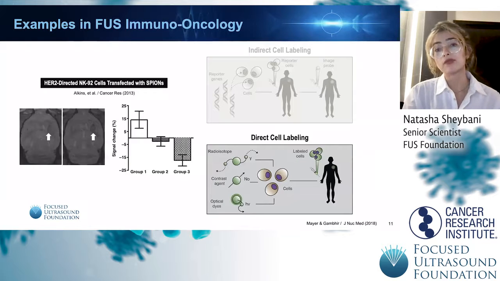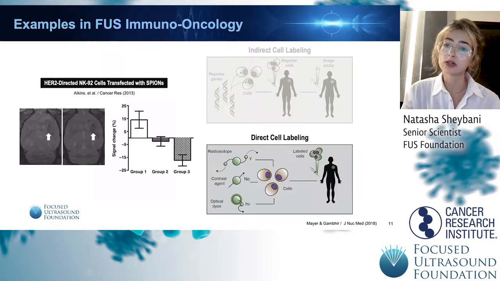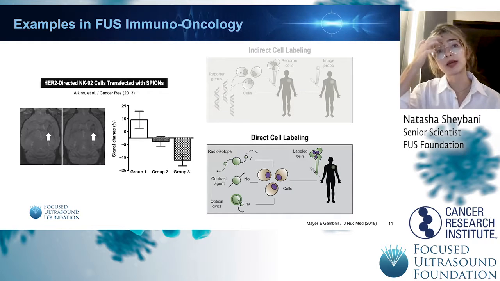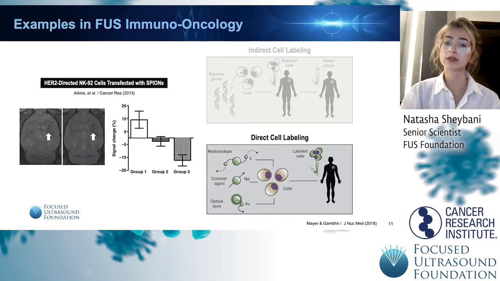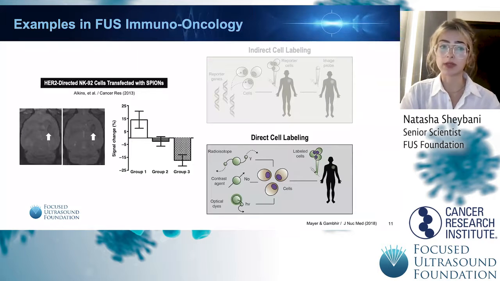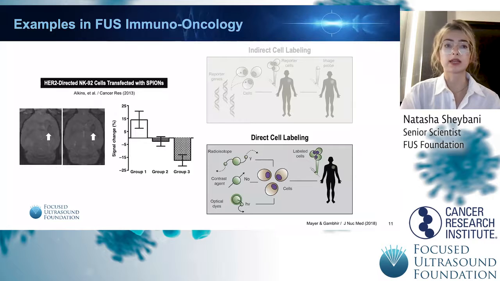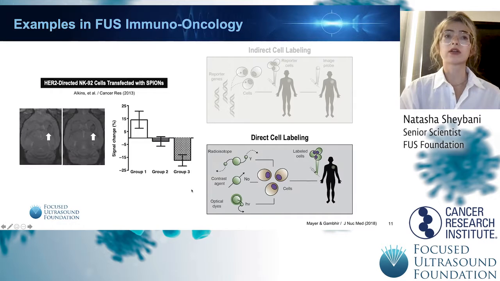In an example of direct cell labeling, this study from Kalervo Hynynen's group loaded HER2-directed NK92 cells with superparamagnetic iron oxide nanoparticles to track their accumulation at the site of a breast cancer metastasis model following FUS-BBB opening. And again, you can see representative images shown here, where effectively the greater the decrease in signal change, the greater the accumulation of these iron oxide nanoparticles.